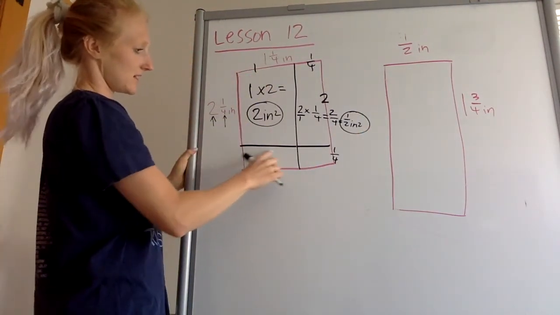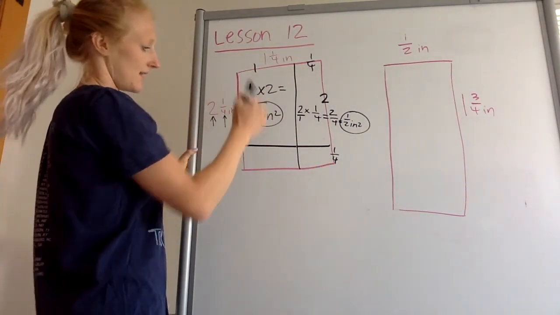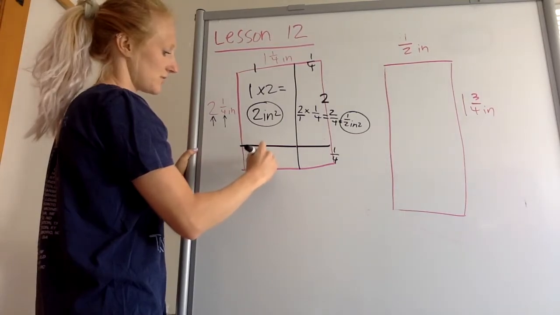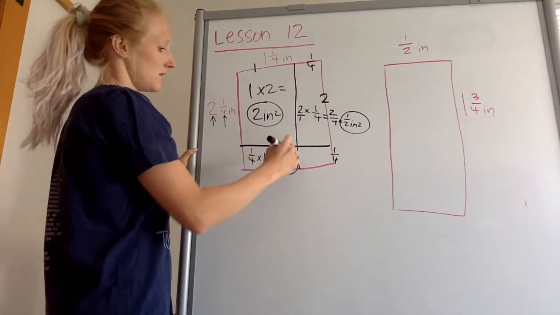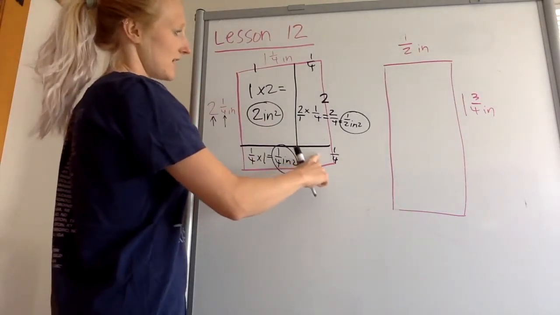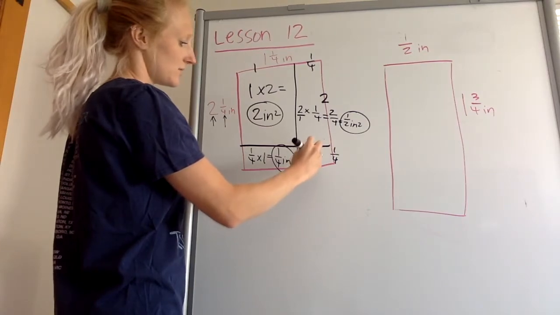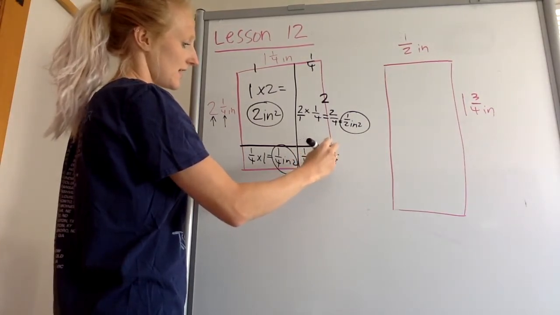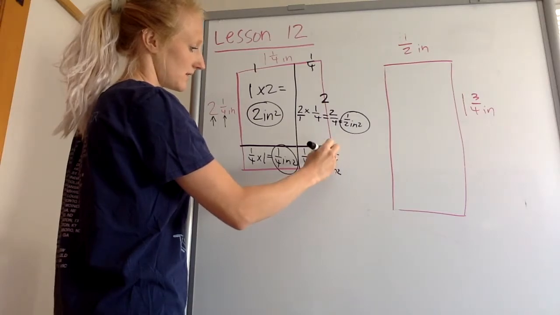Here in this rectangle, again, my side lengths are 1/4 and then I have 1 whole. 1/4 times 1 whole is just going to give us 1/4 again. And then right here, my side lengths are 1/4 by 1/4. So I'm going to have to do 1/4 times 1/4, and I'm going to get 1/8 inches squared.